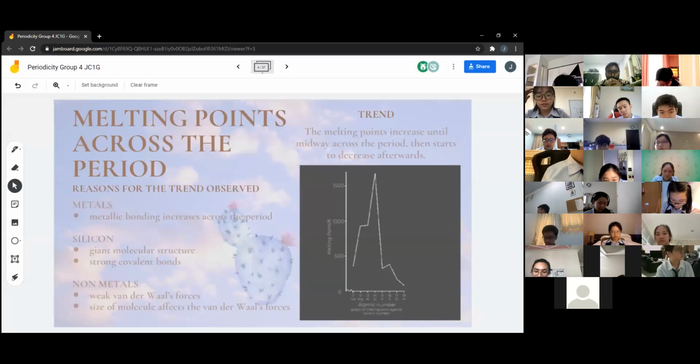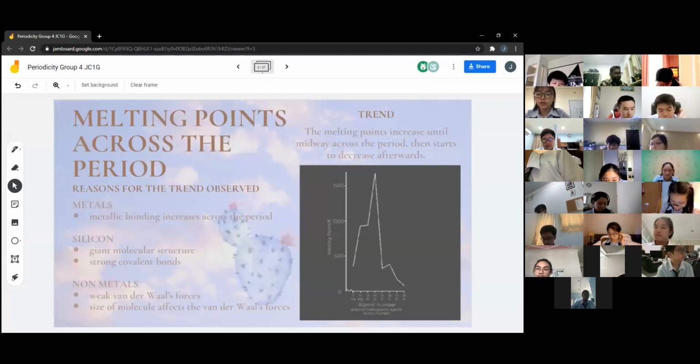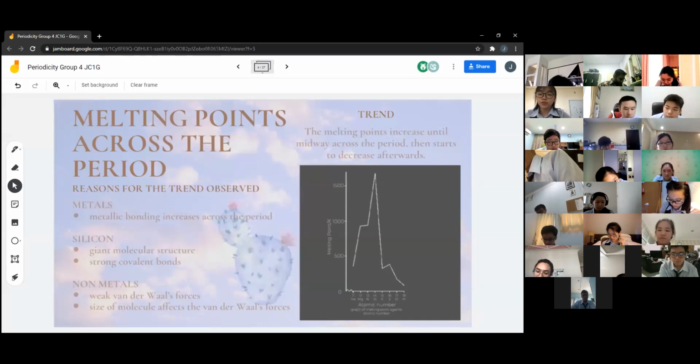So to summarize things, we have discussed what an atomic radius is, along with a few other measures of it as well. We have also covered how noble gases do not have an atomic radius, and we have also discussed the trends in three different graphs. The first one is the atomic radius against atomic number graph. The second one is the ionic radius against the atomic number graph. And the last is the melting point against atomic number graph.